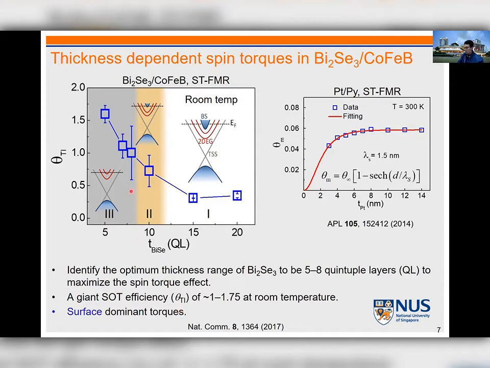So we chose 8 nanometers, which is about 8 quintuple layers, as our spin current generation layer, because it gives a relatively large effective spin Hall angle, but we always have to think about the total device resistance, which also relates to power consumption.